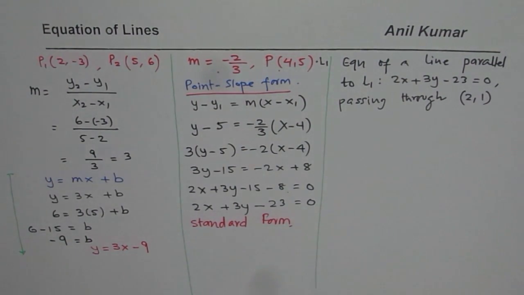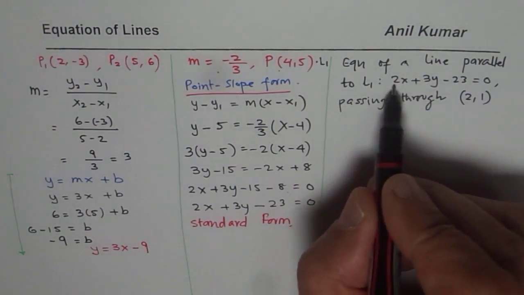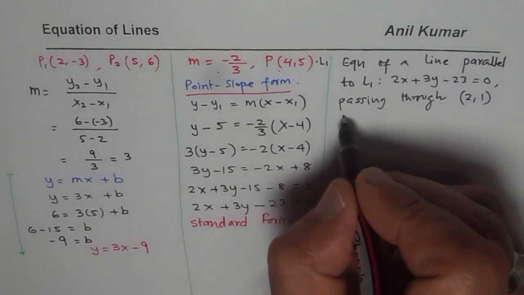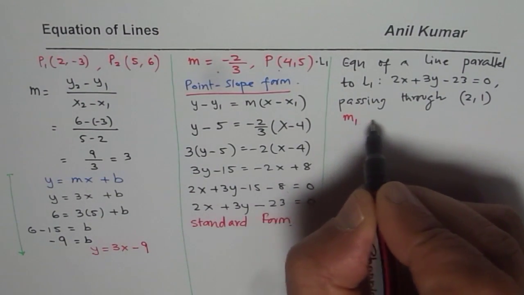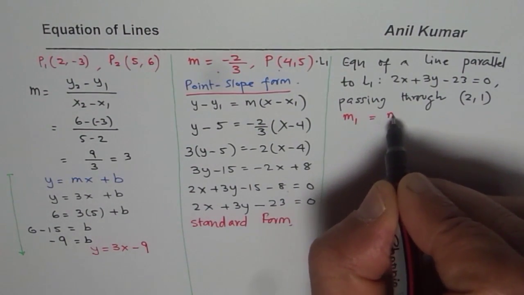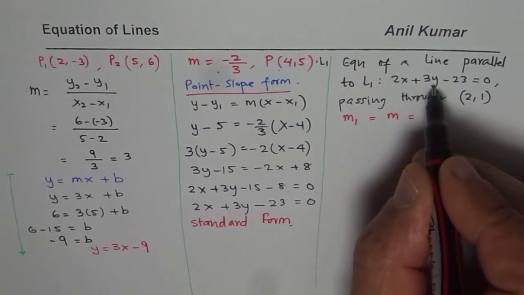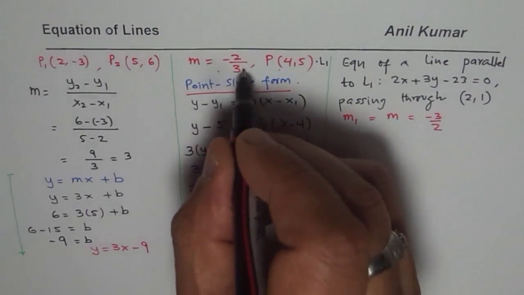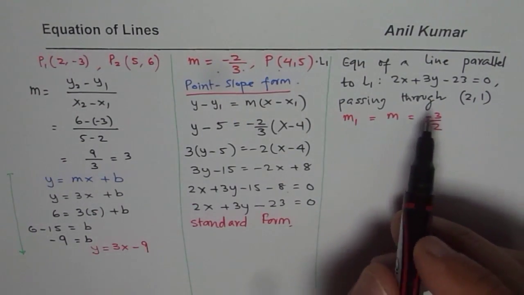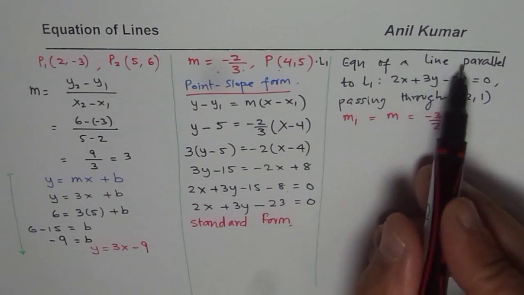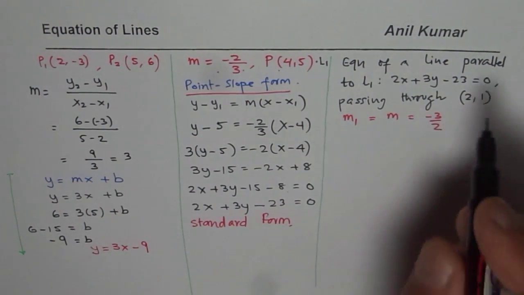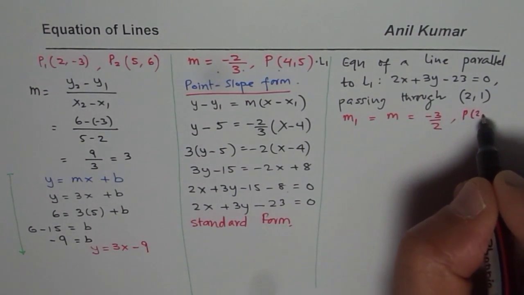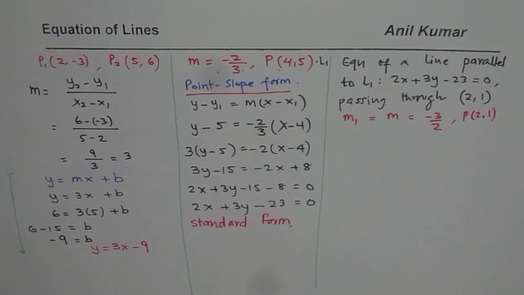So in that case, what happens? We know that since the line is parallel to the given line, the slope is the same. So the slope of the line is equal to the slope of the given line. Now here the slope of the line, we can rearrange and we find this to be minus 3 over 2. It's the same slope, right? So indirectly we are given the slope of the line. So we could use this slope and the point 2, 1 to find the equation of the line, right? So let that be an exercise for you.